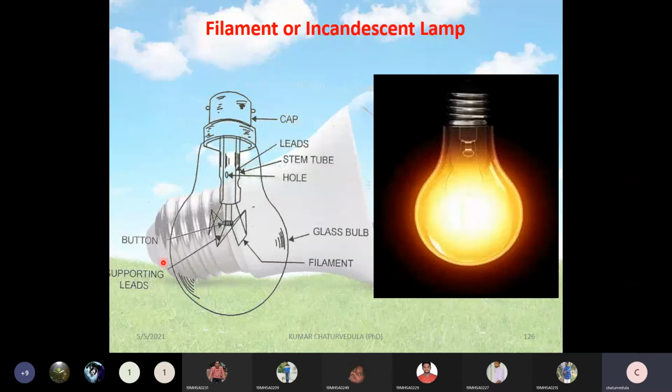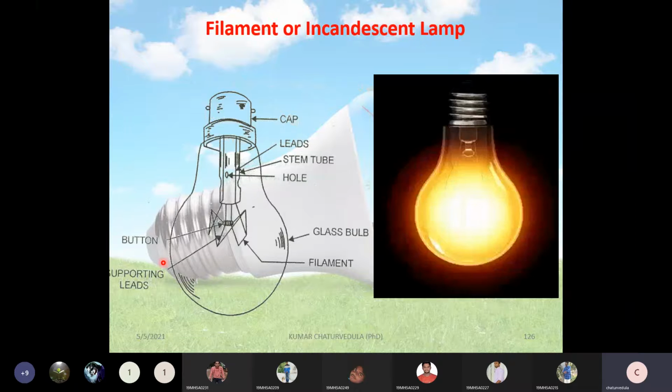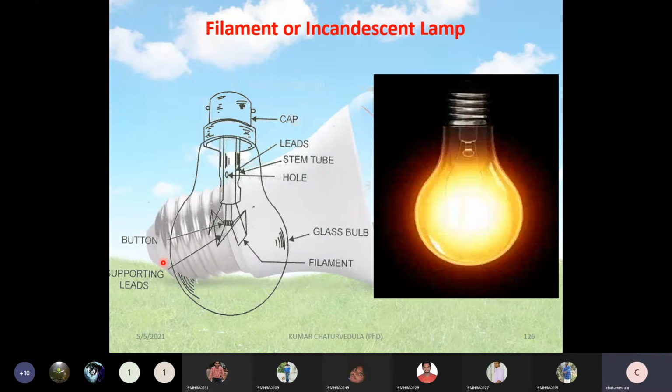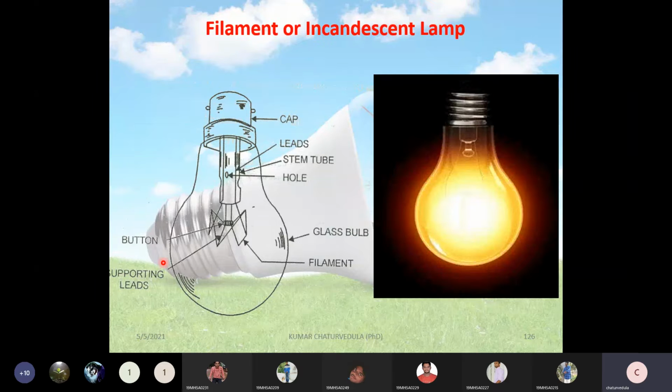The core element of this incandescent bulb is the filament. The filament has some important properties. It should have a high melting point, it should have high specific resistance, it should have a low temperature coefficient, and it should be highly ductile. These are the key properties that the filament of an incandescent bulb must have.